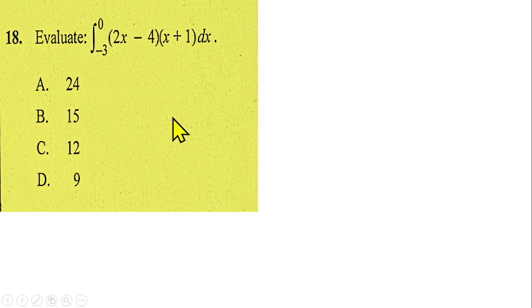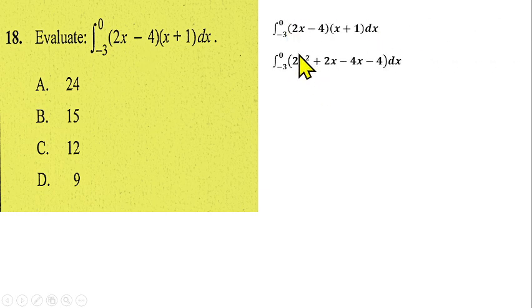Question number 18 is from integration. You have to integrate this definite integral with limits from 0 to minus 3. So the first thing is to open the bracket. When you open the bracket, we have 2x squared plus 2x minus 4x minus 4. That is, multiply the bracket out. So you have this. Then simplify further. We have 2x squared plus 2x minus 4x gives us minus 2x, then plus 4 dx.